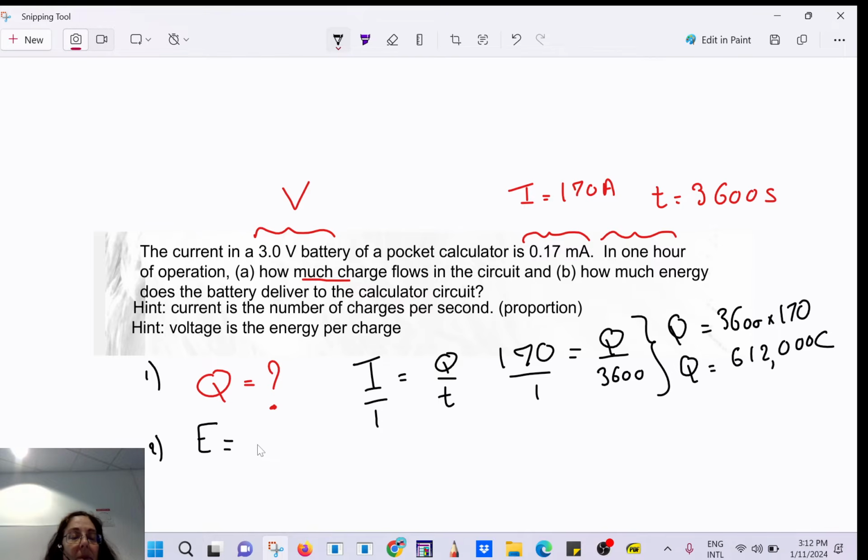Energy. So voltage equals energy per charge, right? That's what it is. So the voltage equals energy per coulomb. Is that clear? So we have the energy equals the voltage times Q. There is a different way to do it also. But okay, so energy equals V times Q.